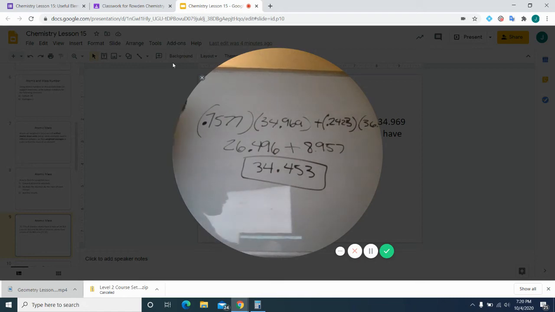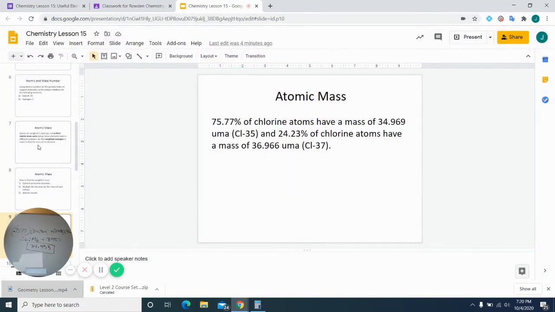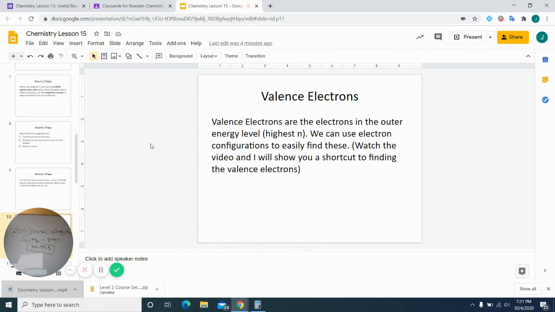All right. And now the last skill that we need to learn. First off, we need to talk about valence electrons. Valence electrons are the electrons in the outer energy level, or the highest energy level. So if you don't make it to energy level 3, but you have 2 electrons on energy level 2, 2 is your outer level, you have 2 valence electrons. If, say, you make it all the way to energy level 4 and you have 6 on level 4, then you have 6 valence electrons.